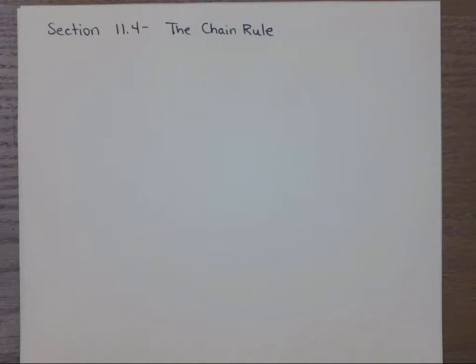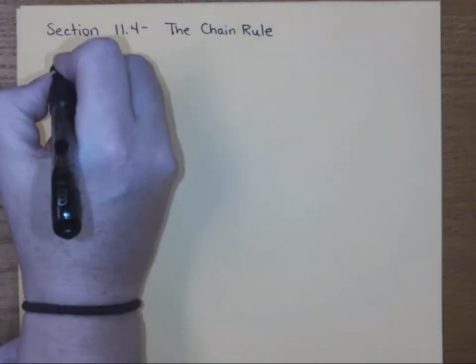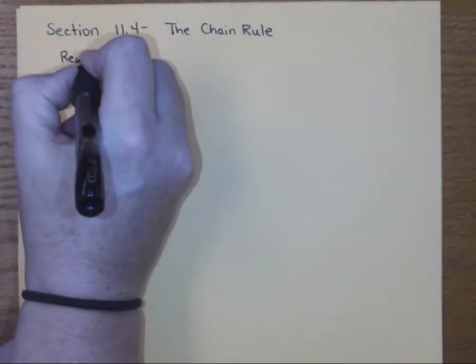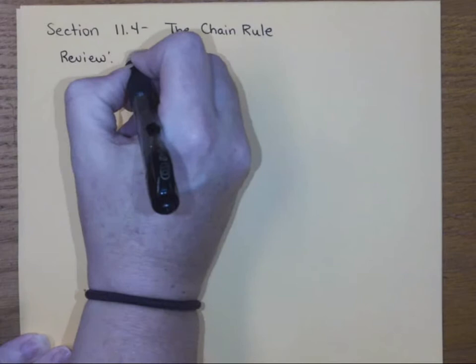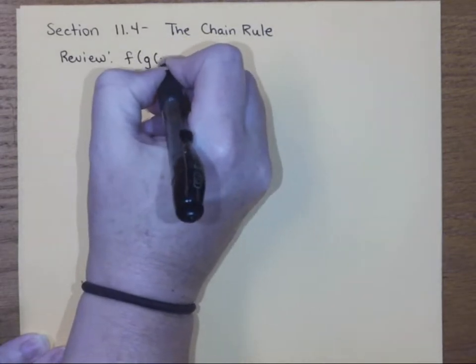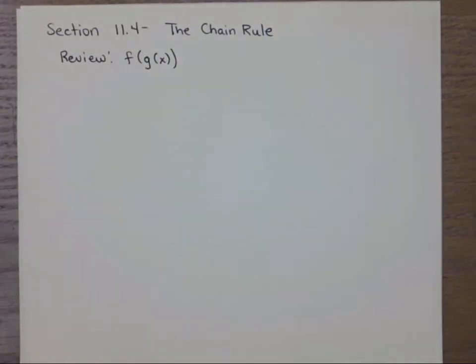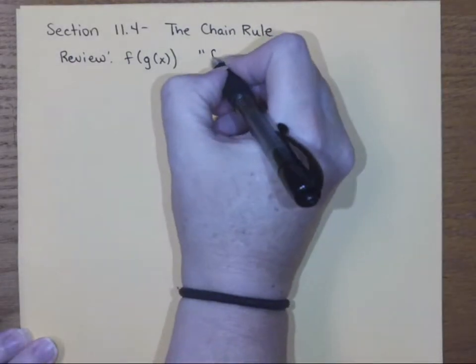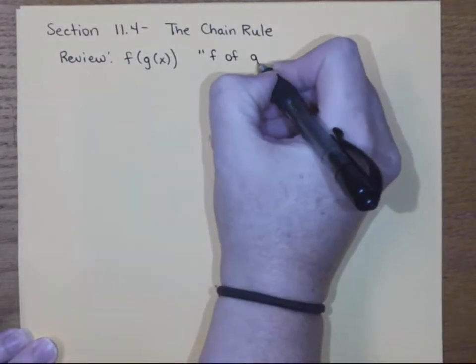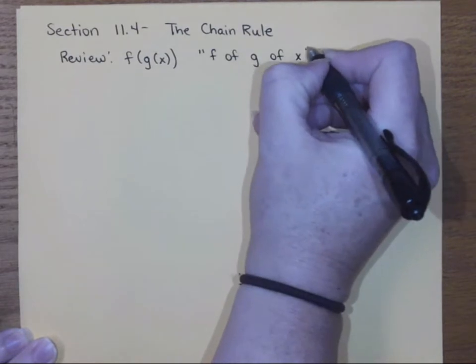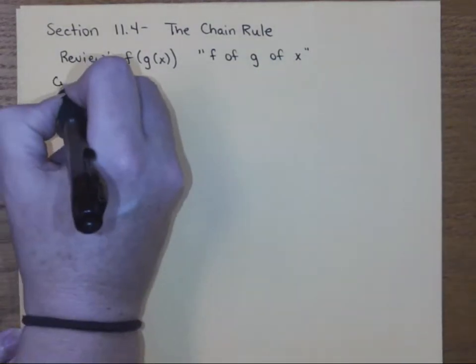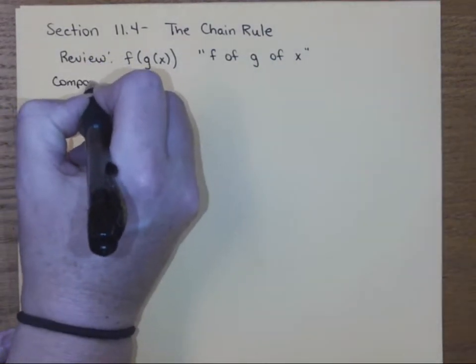Today we're going to look at another way of finding derivatives called the chain rule. Before we do that, I want to review some notation from algebra. This is a function within a function. We call this f of g of x. It involves what we call composition of functions.